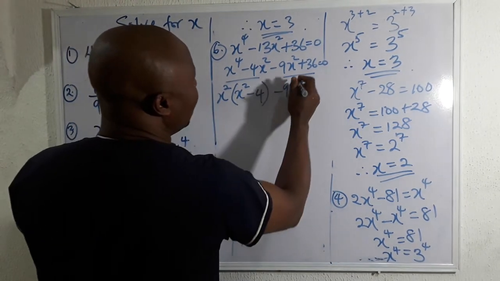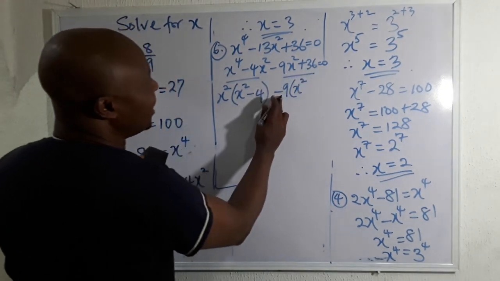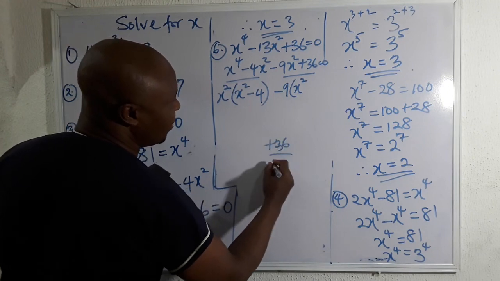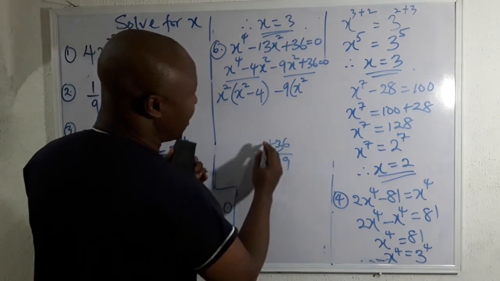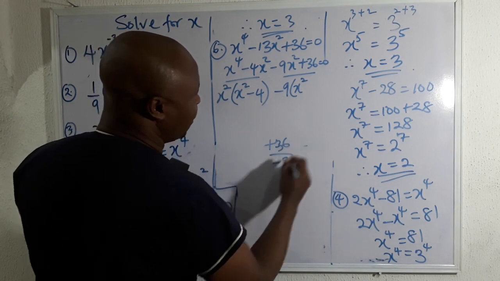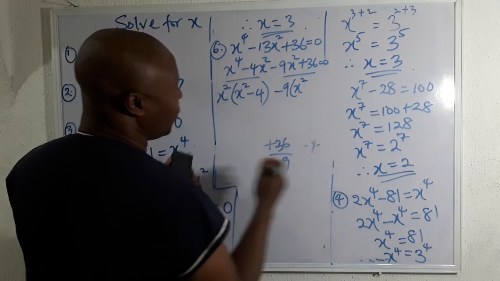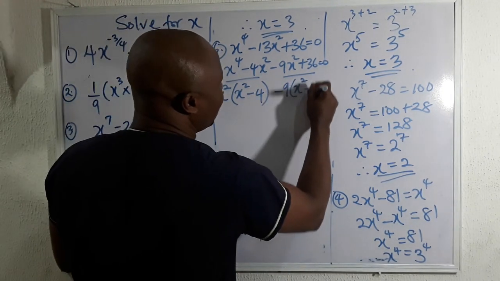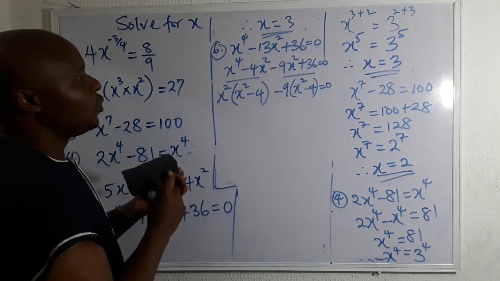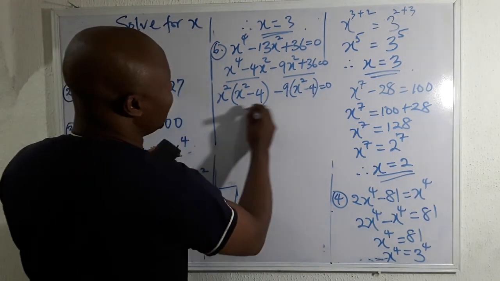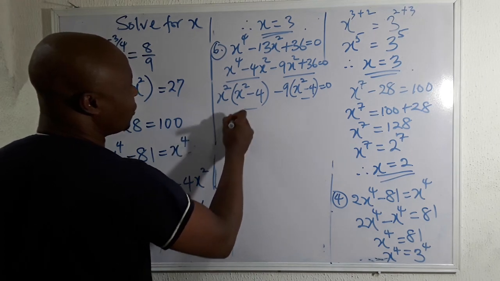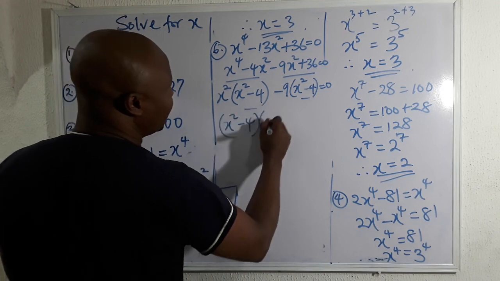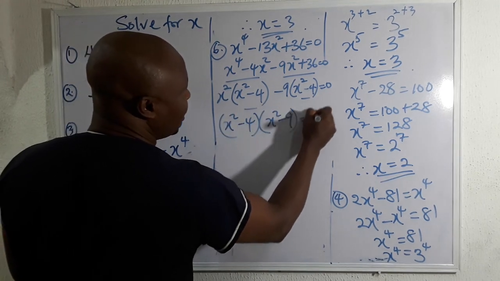Now, plus 36 divided by minus 9 is going to give us minus, 36 divided by 9 is 4. So that will give us minus 4 is equal to 0. So we take the common terms, and we'll have x squared minus 4 in brackets. We put the other terms in bracket, that is x squared minus 9 is equal to 0.